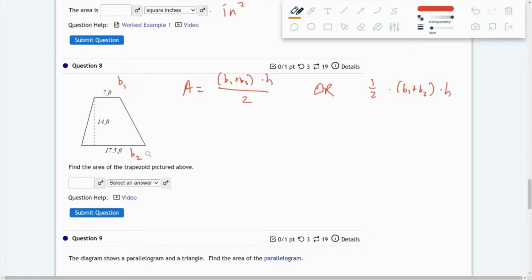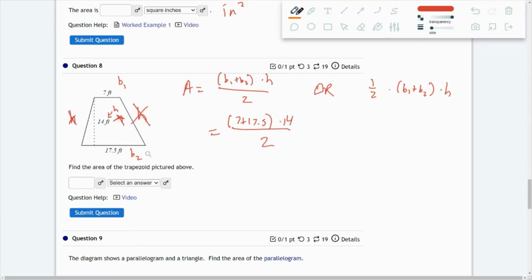Then make sure you know that the height is a vertical line. It's not the slanted height. So this is not the height. This is not the height. This 14 right here is the height. Okay. So to add it up, I'm not going to solve it. 7 plus 17.5 times the height, which is 14, divided by 2.